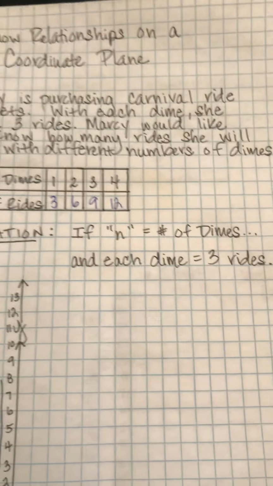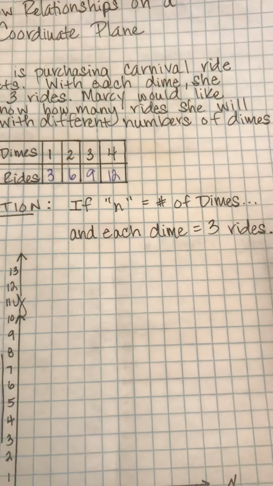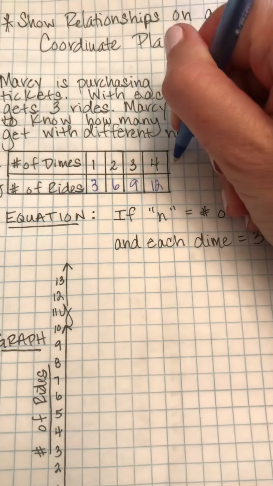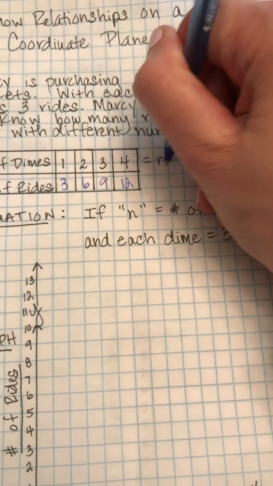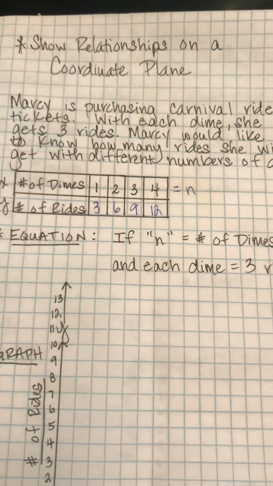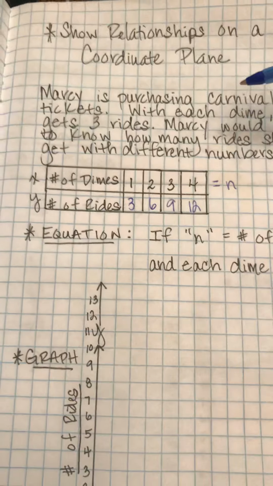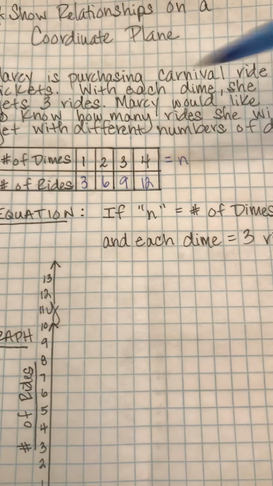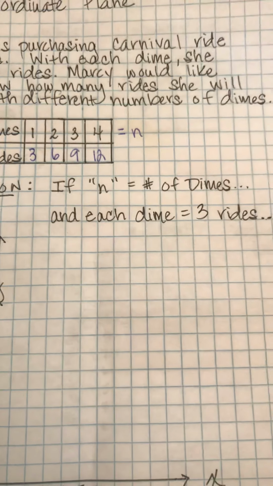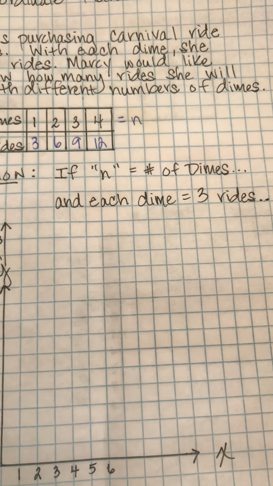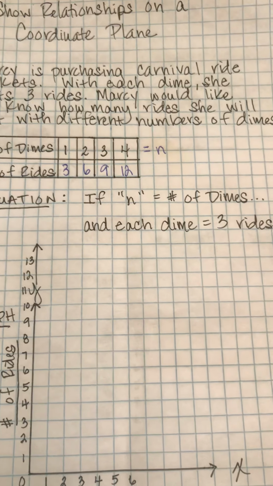Now, you may have been able to do that in your head just like I did, but there is a way to do it mathematically. So if we think about the number of dimes as n, okay, n is just a mystery number. It's a variable. It's an unknown. n would be the number of dimes, and we know that each dime gives us 3 rides. If we were thinking of an equation for that, let's think about how we would do that.